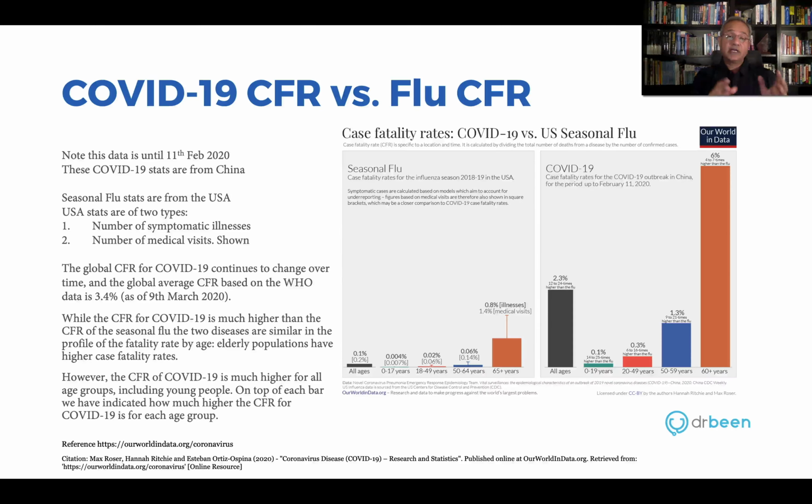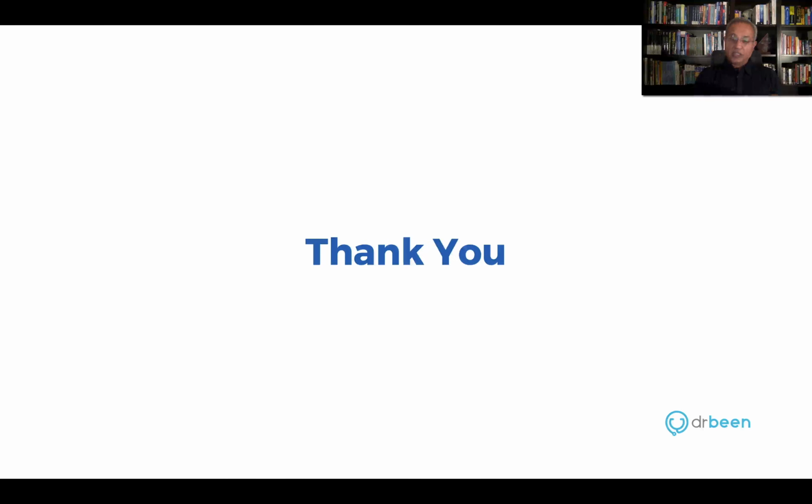And then if you look at 65 plus, or 60 plus, 0.8% of the flu patients who are 65 plus would die, so 0.8 out of 100, and here 6%. So once again, almost 4 to 7 times more deaths for the same number of people who became sick. So that is the important thing. Yes, it is correct that flu has a larger scale, but the rate of people who are dying is higher in COVID-19. Thank you very much.